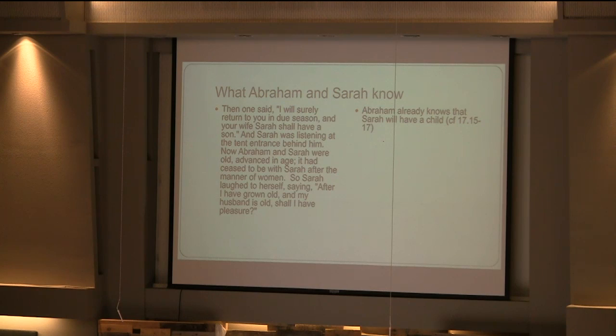Therefore, readers, we already know that Sarah will have a child. How do we know it? Because we heard the announcement to Abraham in chapter 17. So Abraham knows that Sarah will have a child. Readers know that Sarah will have a child. But Sarah does not know that she will have a child. And why do we say that? Because Sarah's response when she hears that she's going to have a child replicates the response of Abraham when he first heard that she was going to have a child. Her response is the response of someone who's never heard it before, just as Abraham's response was that of someone who'd never heard it before.